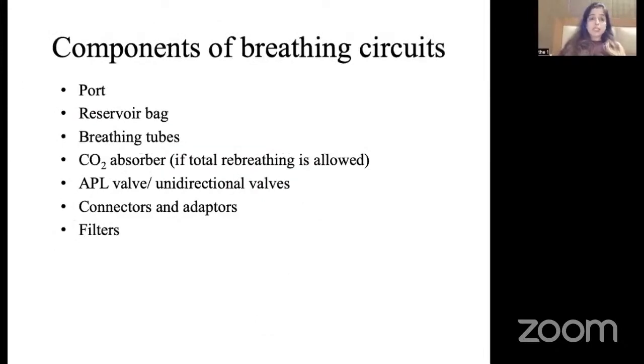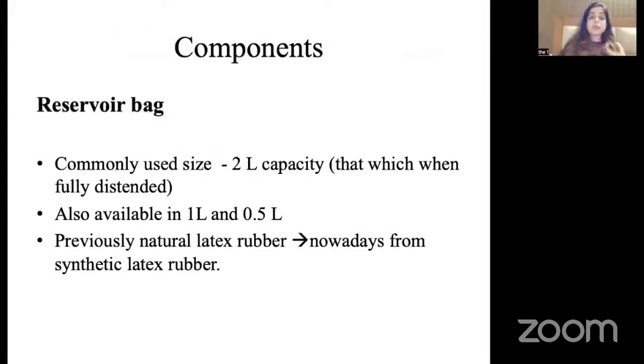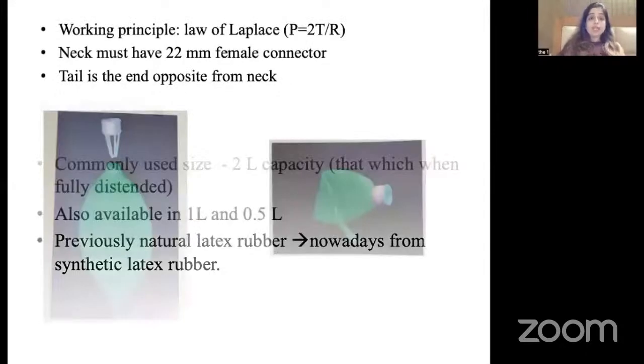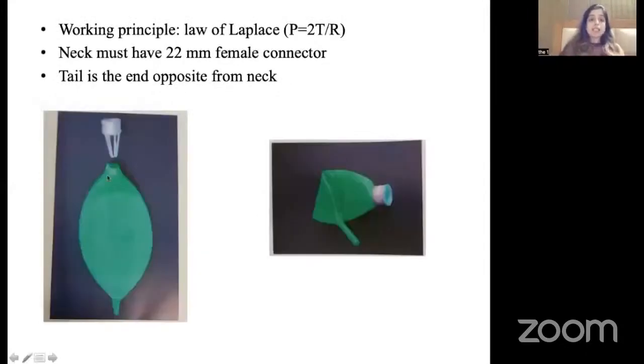Now the components of the breathing circuit, we will discuss them one by one. The reservoir bag. As you have seen, the commonly used size is 2 liters. It is available in other sizes also, pediatric size, and it is formed from synthetic latex rubber. See, this is the bag. This is the neck of the bag with a 22 mm female connector, and this is the tail end of the bag. This is a pediatric size bag with an open tail end.